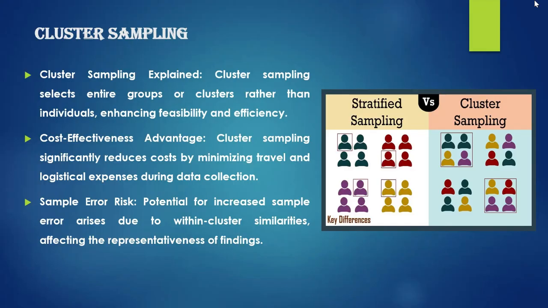Say for example, to study healthcare facilities, a researcher divides the country into districts and randomly selects 10 districts to study. This gives rise to sample error risk. Potential for increased sample error arises due to within cluster similarities affecting the representativeness of the findings.